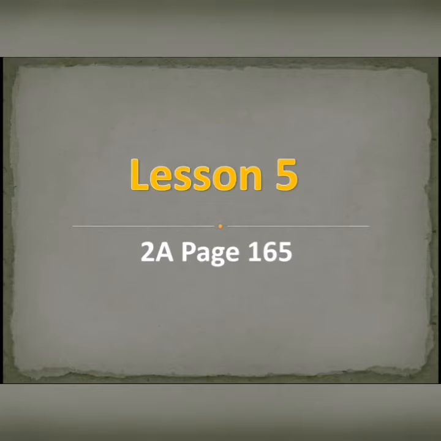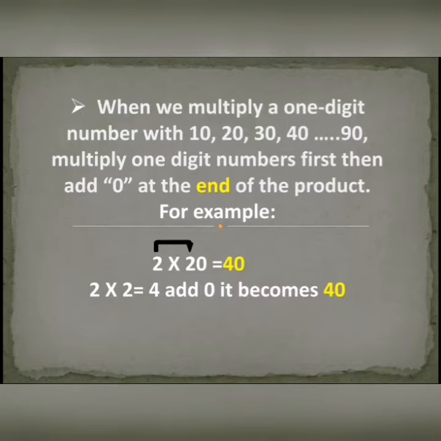So let's proceed to lesson number 5. For lesson number 5, I will be teaching you page 165 of your Math 2A book. Let's read the sentence together. When we multiply a one-digit number with 10, 20, 30, 40, 50, 60, 70, 80, 90, multiply the one-digit numbers first, then add 0 at the end of the product. So that's how easy it is.